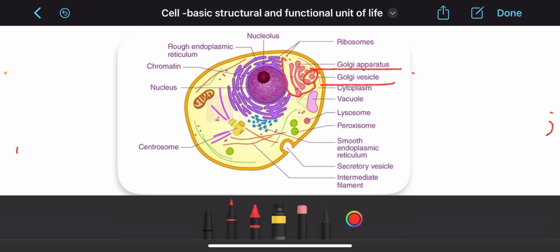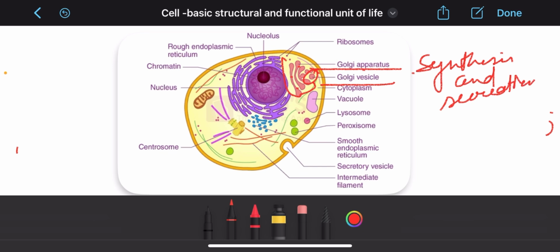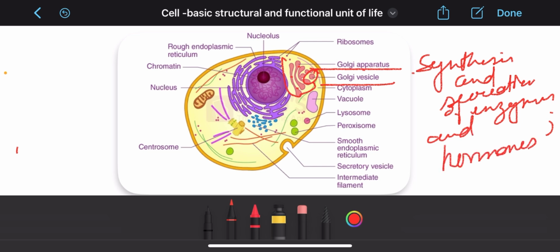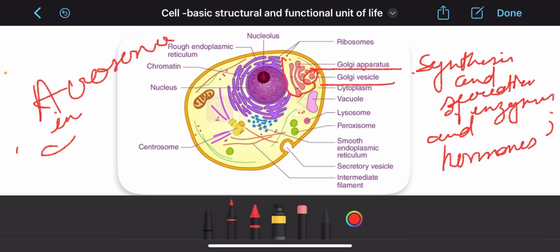It is responsible for the synthesis and secretion of enzymes and hormones. It is also responsible for the formation of acrosome. Acrosome in case of sperms.